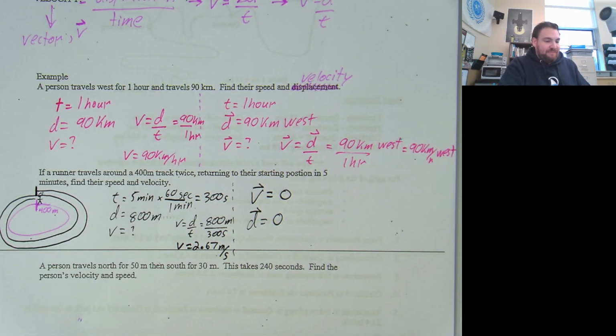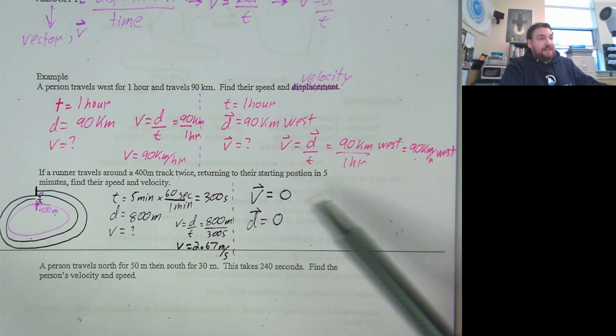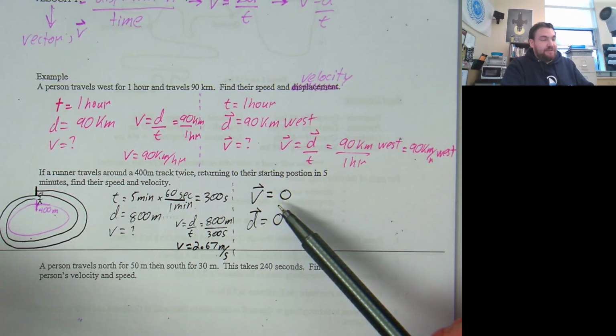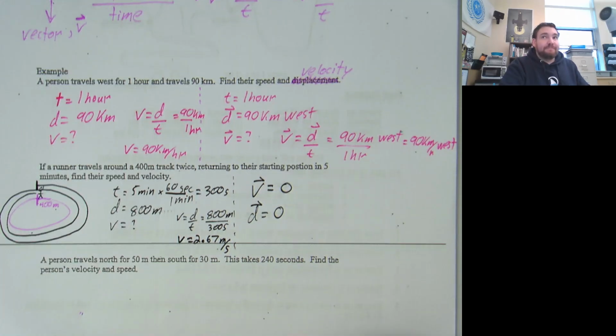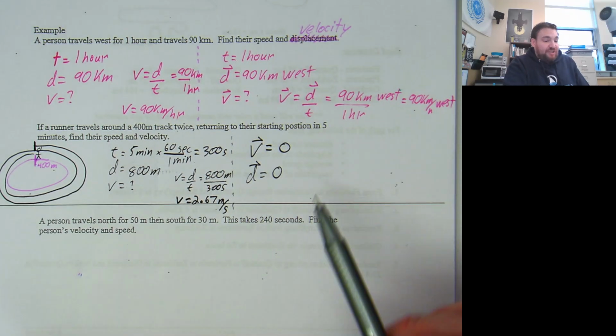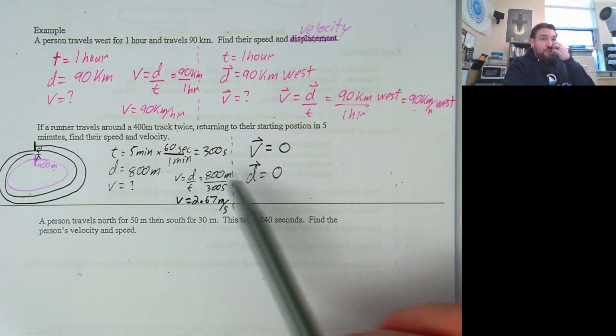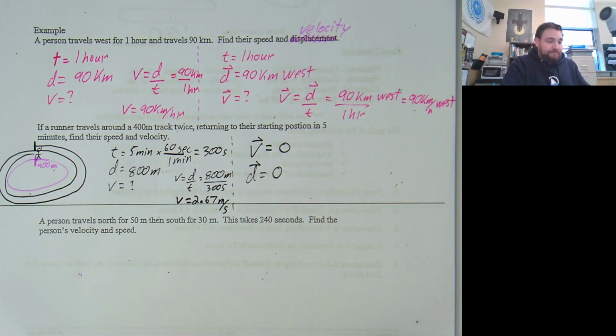Even though they ran 800 meters, velocity is displacement divided by time. Your displacement is 0, and so the velocity is 0 as well. As soon as direction starts to change, that's what happened here. This person was turning around the track.